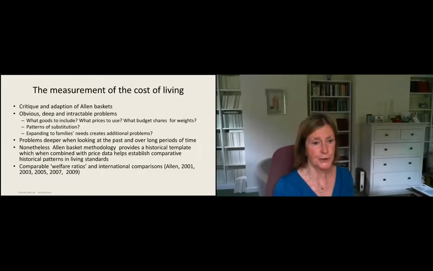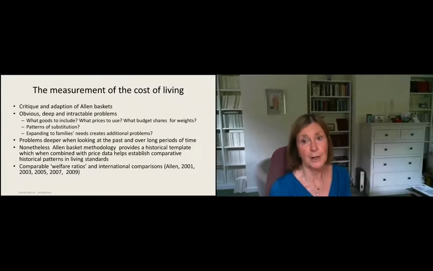Nonetheless, the Allen basket methodology has been incredibly valuable to economic historians. It provides a historical template, which when combined with price data, helps establish comparative historical patterns in living standards. And it's really helped economic historians in terms of looking comparatively across Europe and indeed across the world in terms of tracing out relative living standards, and therefore contributed to our understanding of the great divergence whereby Europe pulls ahead of other hitherto leaders, and the little divergence whereby Northwest Europe, in fact, moved ahead in terms of living standards.